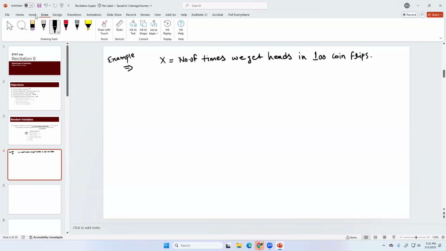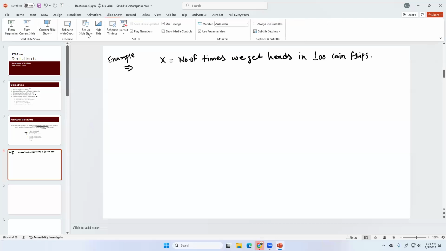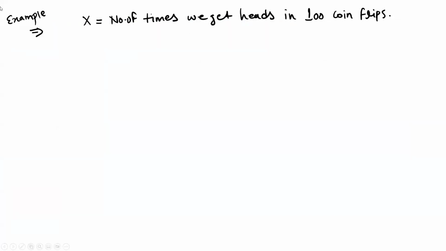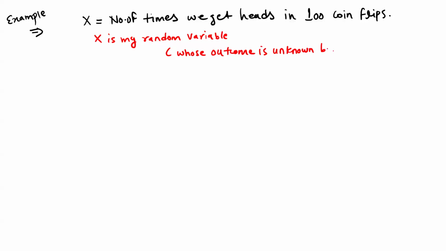An example could be, let's say x is your random variable. Let's say x is the number of times we get heads when we flip a coin 100 times, right? So you don't know how many heads you're going to get beforehand. So I'm defining x as my random variable, whose outcome is unknown beforehand, before the experiment is performed. So this is one example.